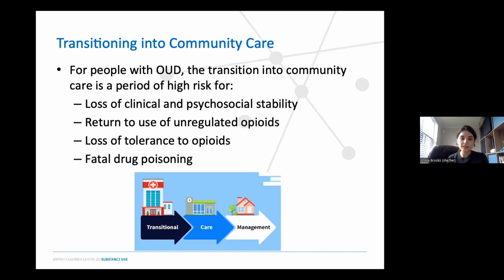The main concern in this transition period is that while someone is outside of their regular community environment, if they're not using opioids at all or using less, then they may have lost tolerance during that time. And that puts them at high risk of fatal and non-fatal overdose when they return to use or return to previous levels of use. So it's really important that we try to make these transitions as smooth as possible and also optimize care when they are outside of the community environment to reduce these risks, reduce things like loss of tolerance and interruptions in their OAT care.